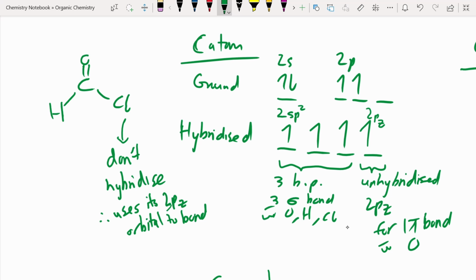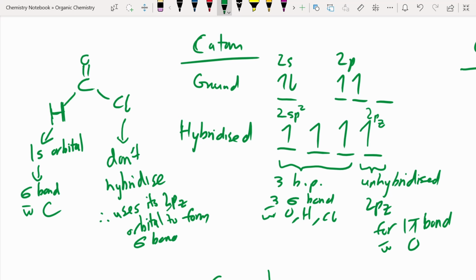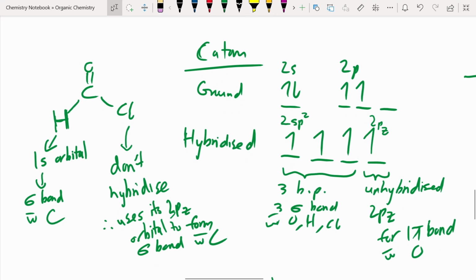So as you can see, H and Cl are terminal atoms, single bonded, so you do not hybridize. This is one s orbital that's going to be used for your sigma bond formation with carbon, and then your chlorine will be your 3pz orbital to form your sigma bond with carbon.